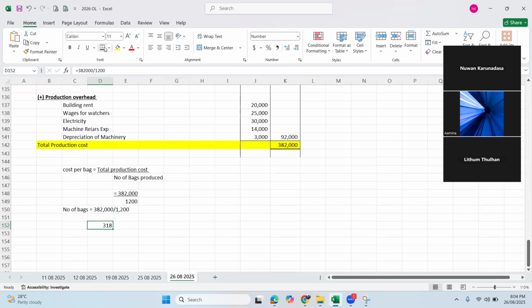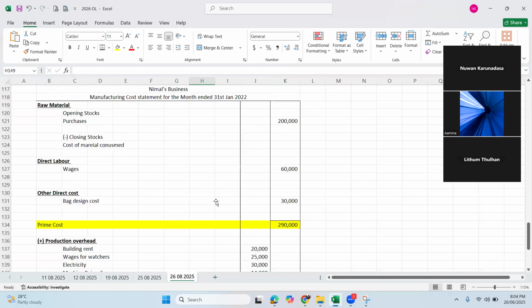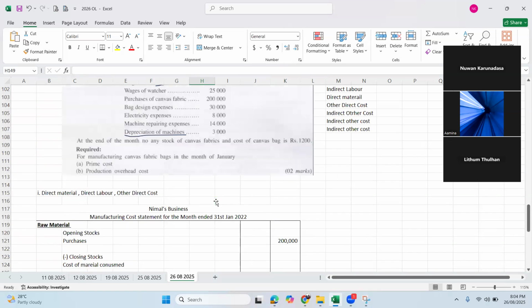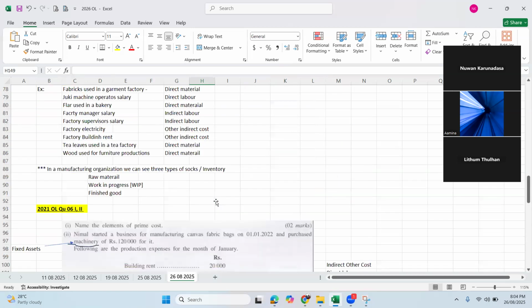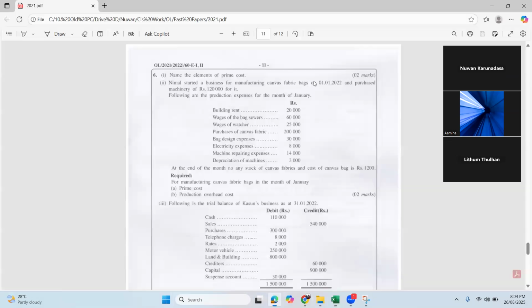This much the examiner will not test from your section, your areas, but basically you need to know how to prepare the manufacturing cost statement and how to classify this cost. How to classify this cost, definitions and examples are very important. So we are doing a high-level summary class. Therefore, all the things that I am discussing are very, very important for you to pass the exam.